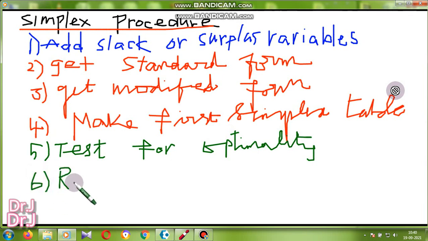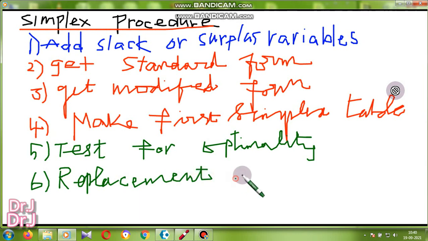The next step is the replacement ratio: the constant divided by the basic variables which come inside the particular table. That's called the replacement ratio. Constant divided by the corresponding incoming variable's values is called the replacement ratio. That is the next step in any simplex procedure.